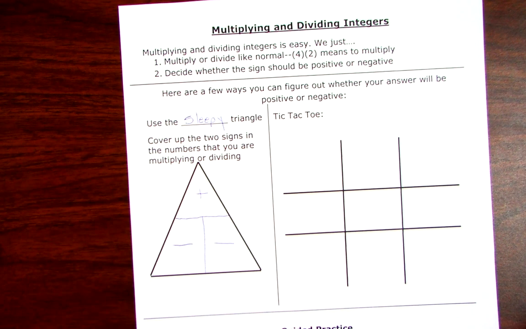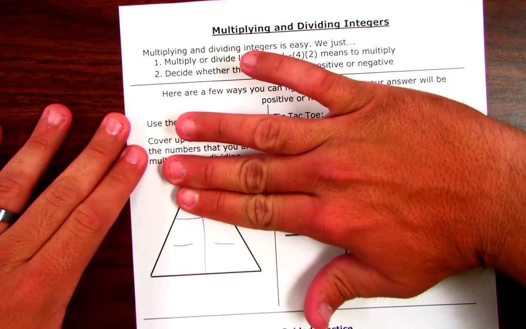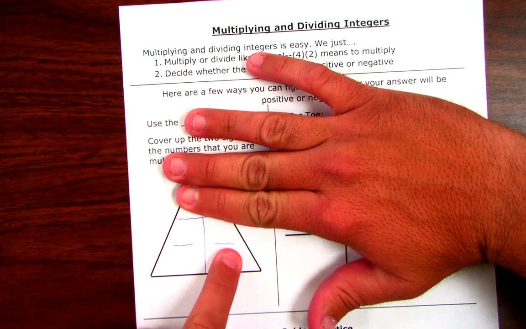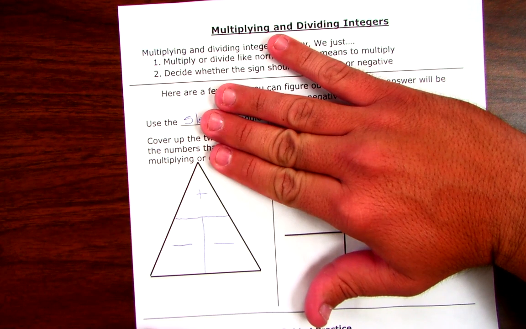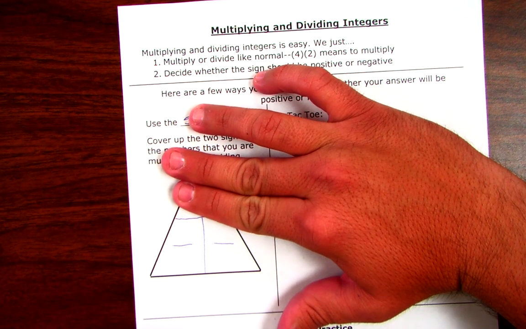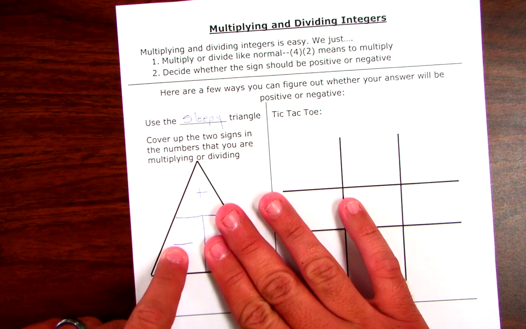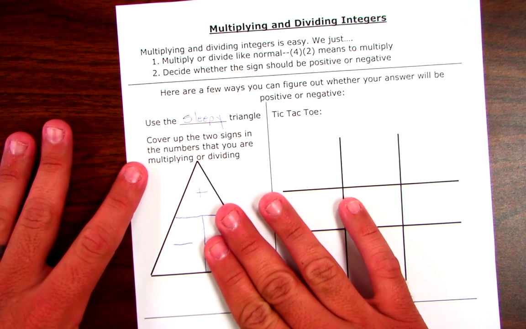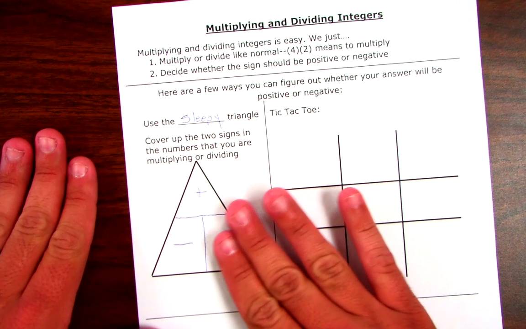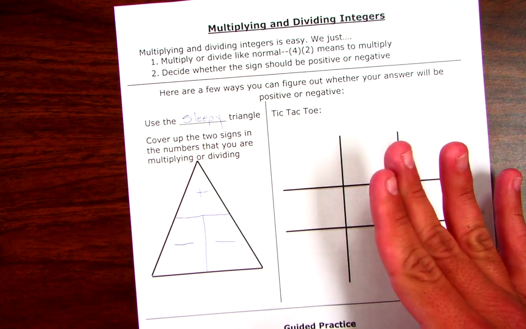But the way this works is, cover up two signs and the numbers that you are multiplying or dividing. So actually, I'm just going to cover up one real fast. A negative times a negative will give you a positive. A negative divided by a negative will give you a positive. A negative times a positive is a negative. A negative divided by a positive is a negative.